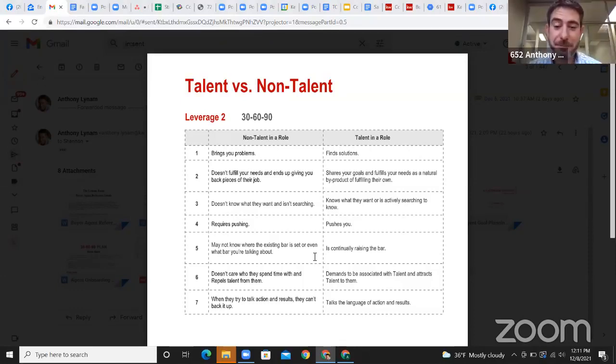Yeah. I see this with other people too. If they say they want to be here, but who they're hanging out with is down here, you're not going to attain that, because you need to have support with like-minded people. And then the last one is when they try to talk action and results, but they can't back it up. And talent in a role talks the language of action and results. It's great.